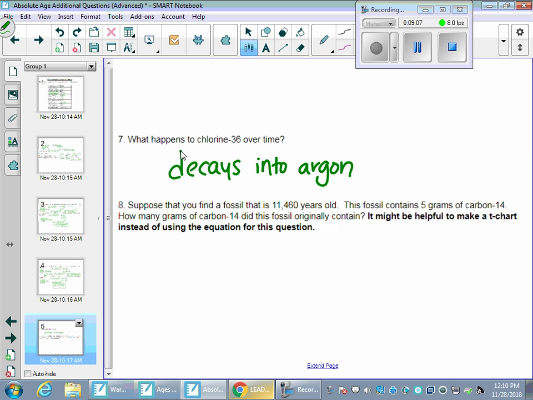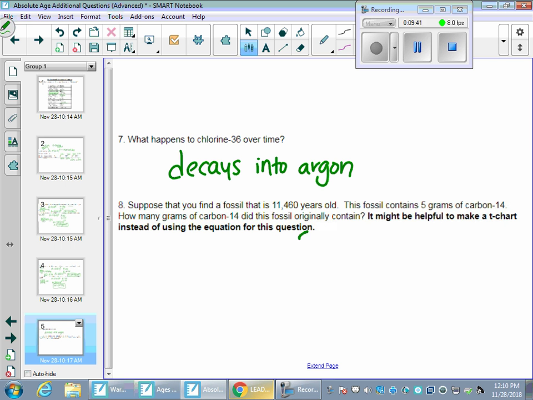Number 8 is a little bit more tricky because it's asking you something quite different. Suppose that you find a fossil that is 11,460 years old. This fossil contains 5 grams of carbon-14. How many grams of carbon-14 did this fossil originally contain? It might be helpful to make a T-chart instead of using the equation. You can use the equation, and there's nothing wrong with that. You just have to realize that it is giving you A and asking you to solve for P.